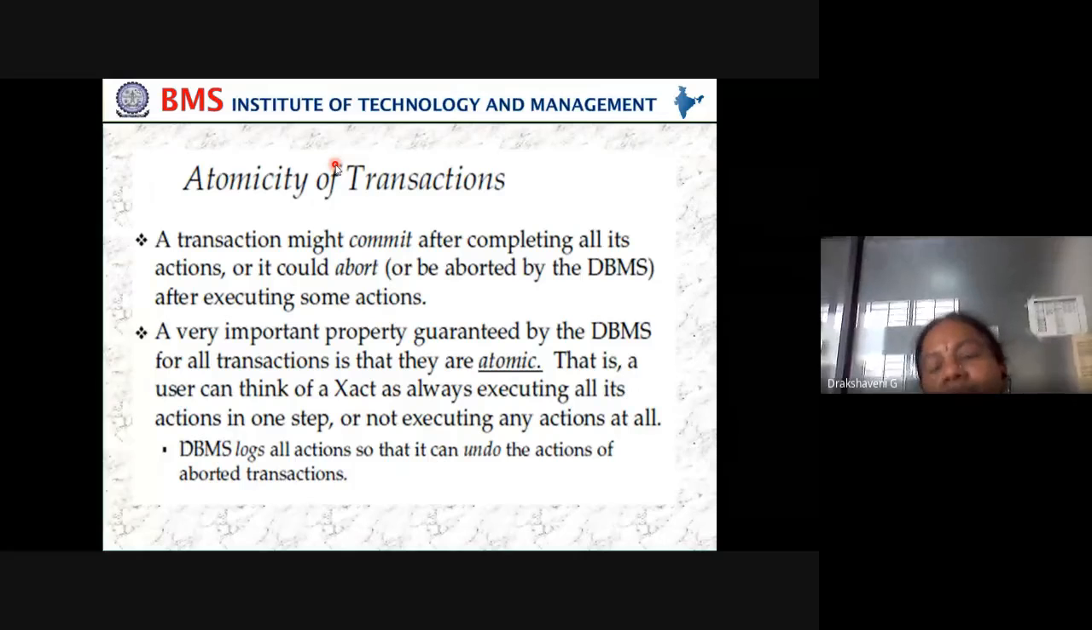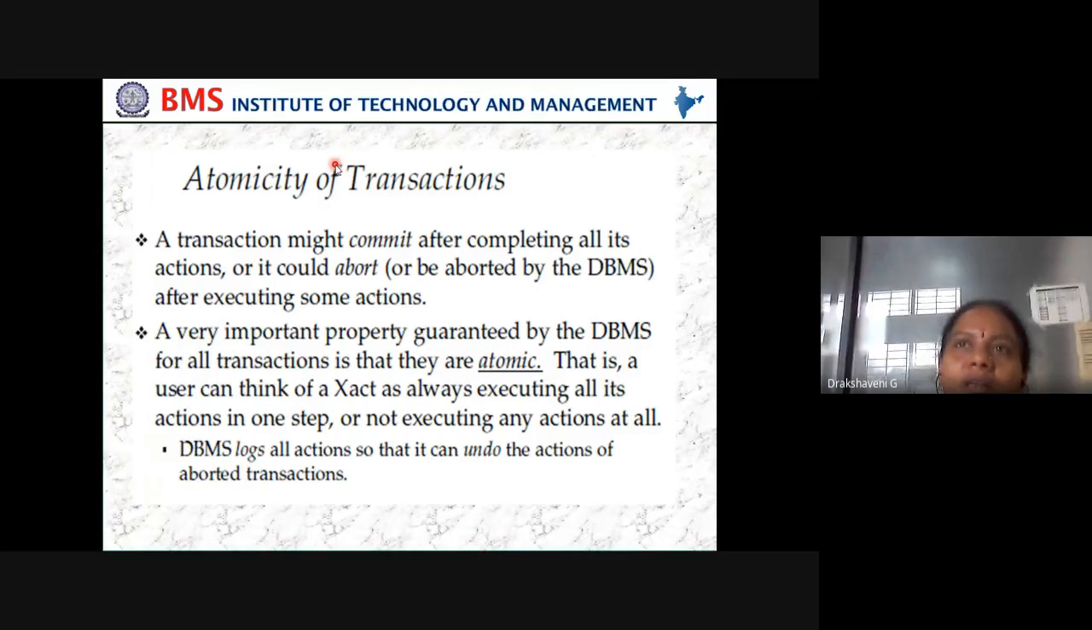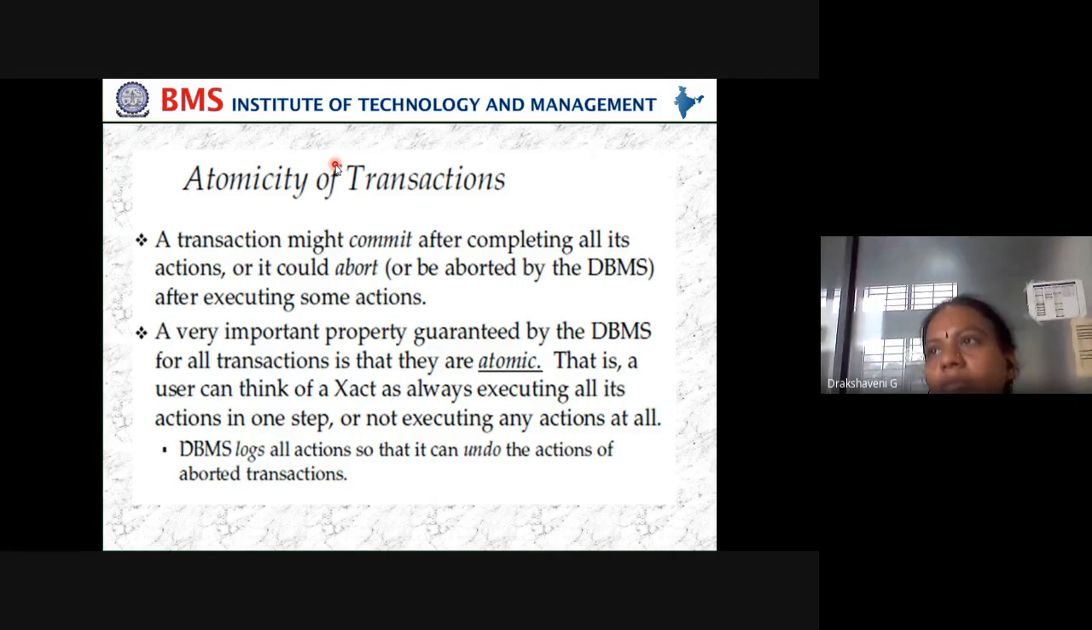Atomicity means what? Take the same example I gave you in the last class. You are doing some shopping and you have purchased a mobile of around 50,000, and you have transferred your 50,000 to the account of Amazon. Before the acknowledgement comes from Amazon, your internet is disconnected. Then what do we have to do? That type of problem we have to address. That is what is called atomicity.